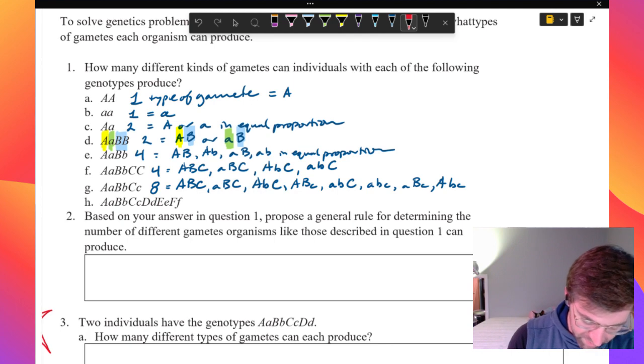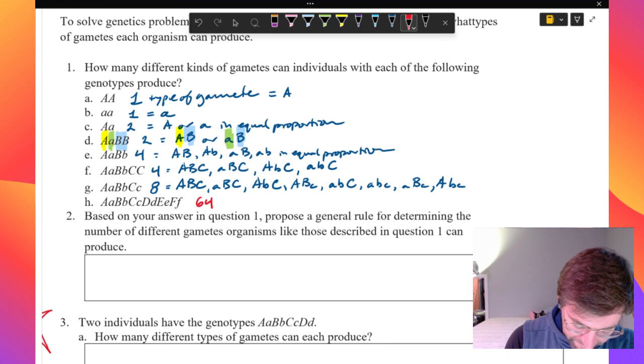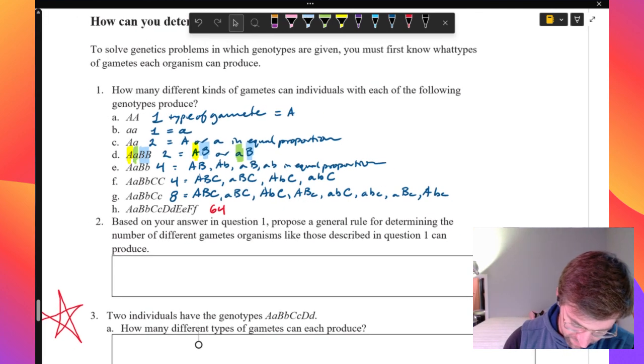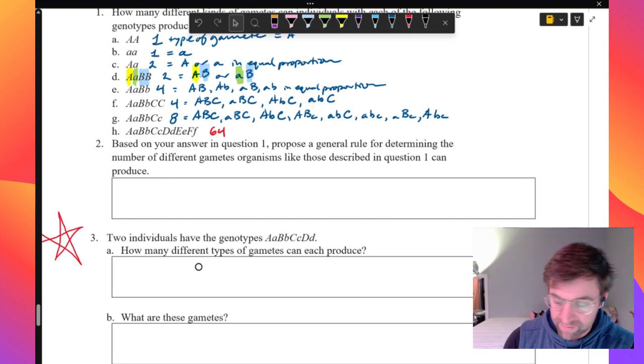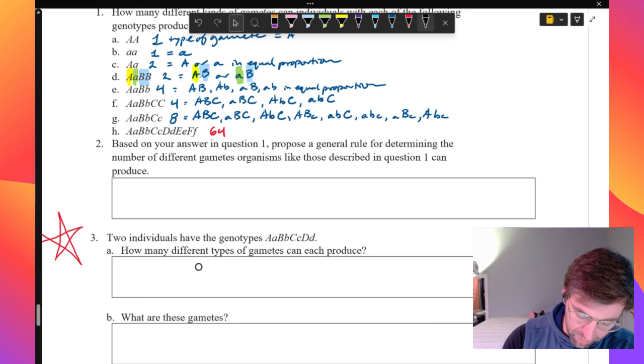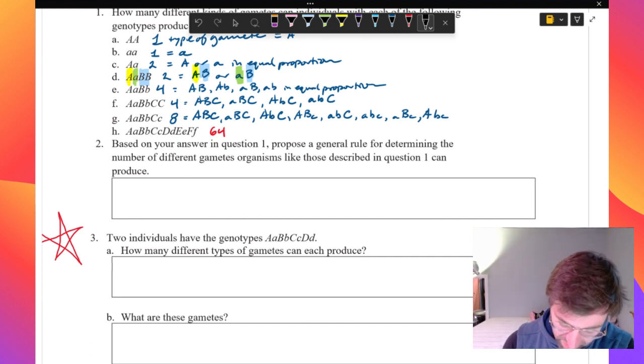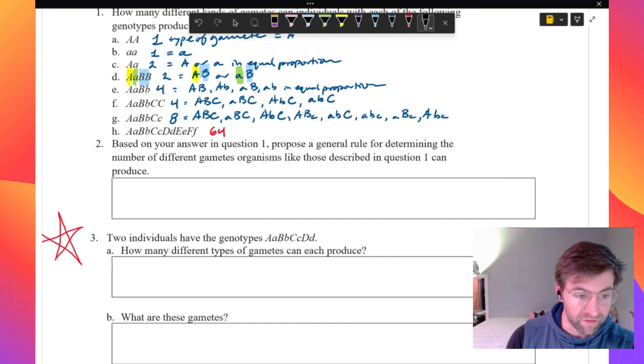This would be 1, 2, 3, 4, 5, 6. They're all heterozygous. This would be 64. Yeah, this would be 64 different kinds of gametes, all in equal proportions. And we know this because of this very next prompt. We can come up with a formula, and this will be very helpful. Based on our answers in question 1, propose a general rule for determining the number of different gametes organisms like those described in question 1 can produce.